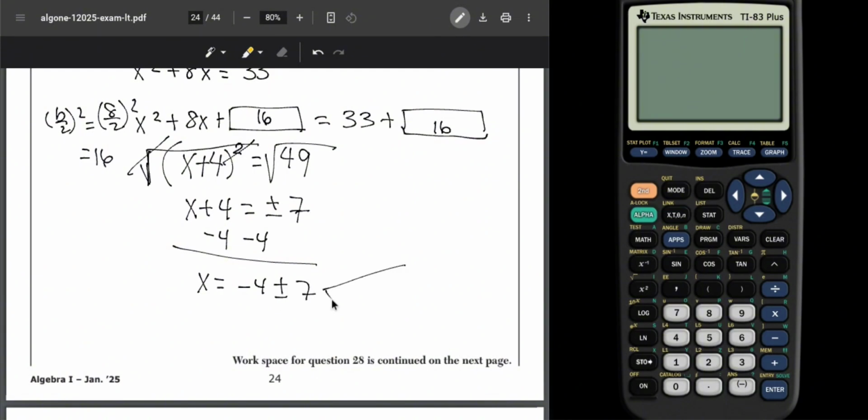So this breaks apart into two things. X equals negative 4 plus 7, which is going to give me x equals 3. And I'm also going to get x equals negative 4 minus 7, and my x is going to equal negative 11. So those are going to be the two values of my x.